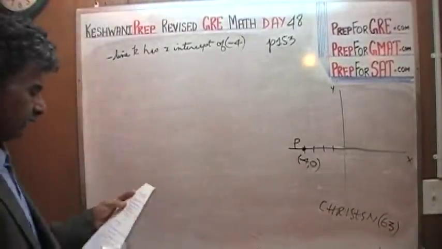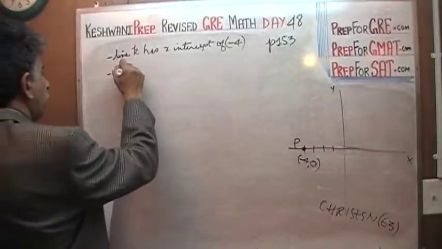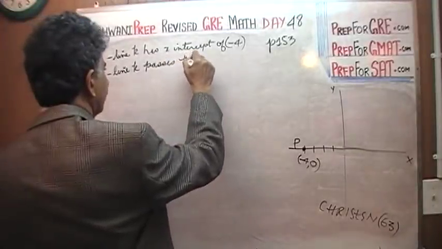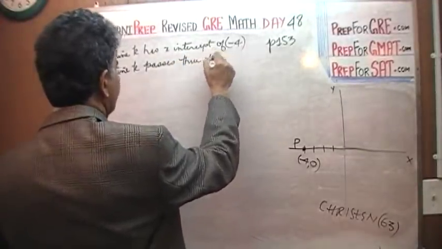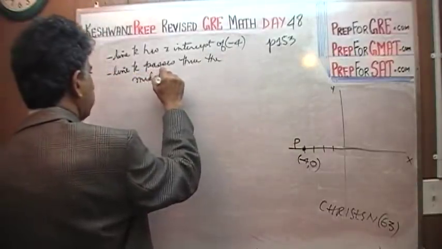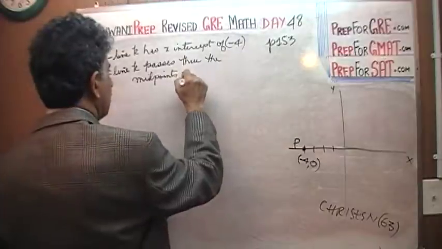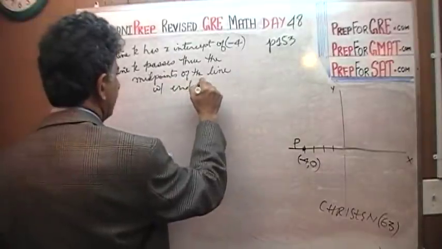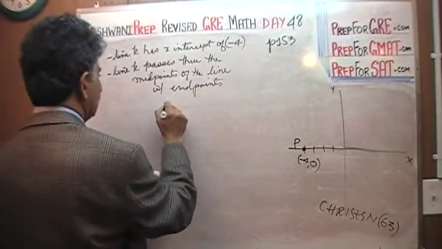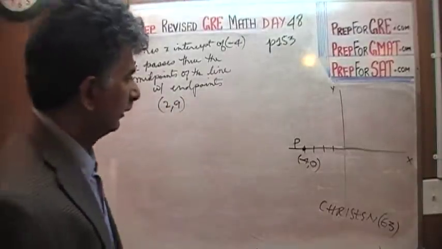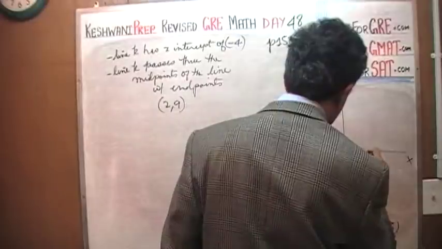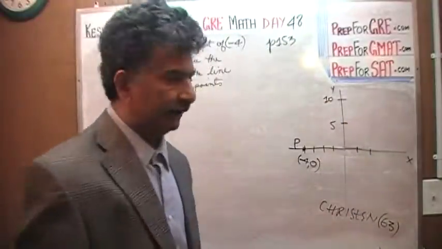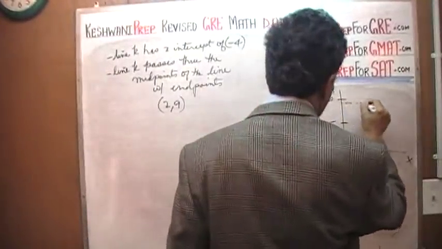What else do we know? We know that line K passes through the midpoint of the line with endpoints 2, 9 and 2, 0. Let's look at it. 2, 9. Let's pretend this is 5. Well, let's not pretend it is 5. So 9 will be somewhere here.